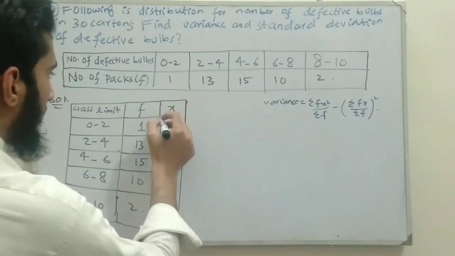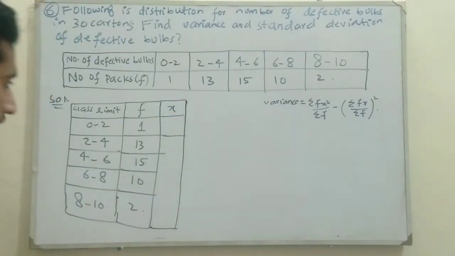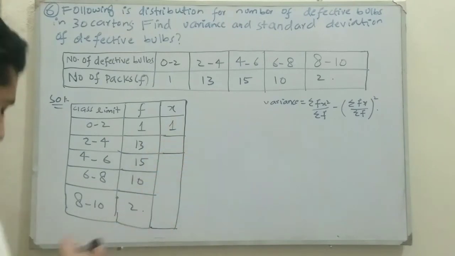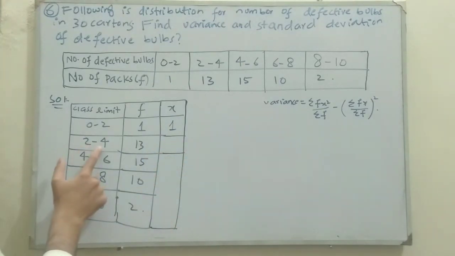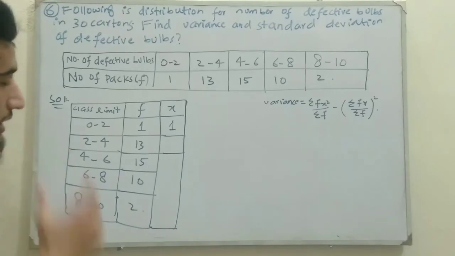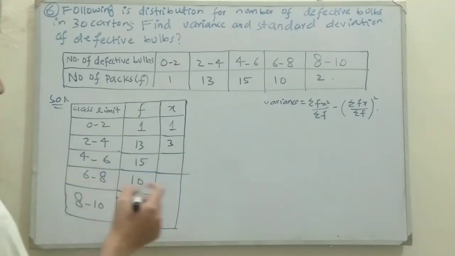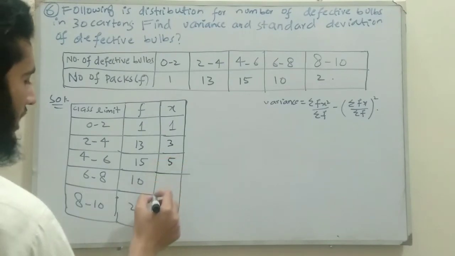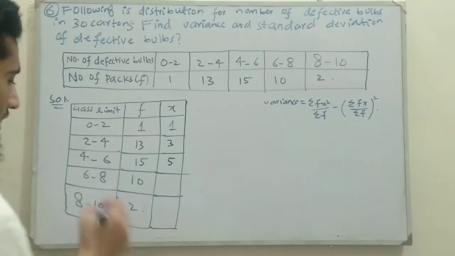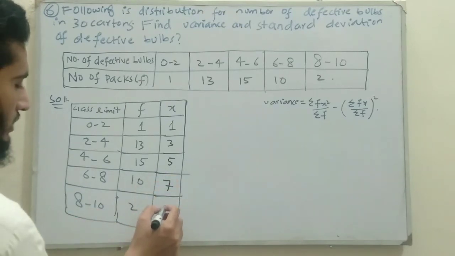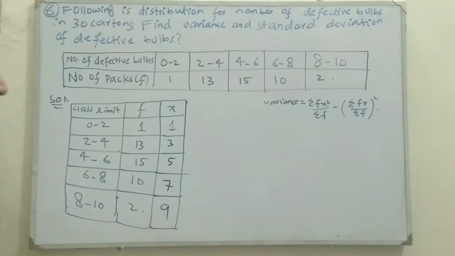Let's suppose this is x values. So x is actually the midpoint. Midpoint is actually the sum of the two numbers divided by 2. So here 0 plus 2 gives us 2 and 2 divided by 2 gives us 1. So the midpoint is 1. Here the midpoint will be 2 plus 4, it gives us 6, and 6 divided by 2 gives us 3. Here the midpoint will be 4 plus 6, 10, 10 divided by 2 will give us 5. After this 6 plus 8 gives us 14 and 14 divided by 2 gives us 7. After this 8 plus 10, 18. 18 divided by 2 gives us 9. So this is the midpoint 9 over here.